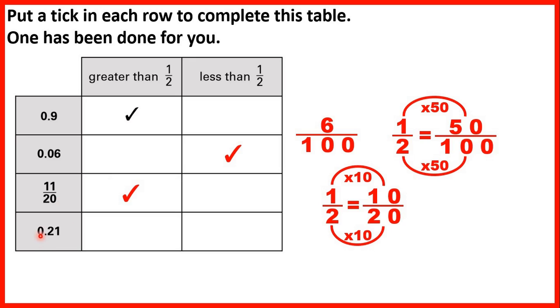And now we have 0.21. So that's 21 hundredths, because the second digit tells us how many hundredths we have. So if we have 2 digits after the decimal point, our denominator will be 100. But 1/2 is the same as 50 hundredths. So 0.21 or 21 hundredths is less than 1/2.